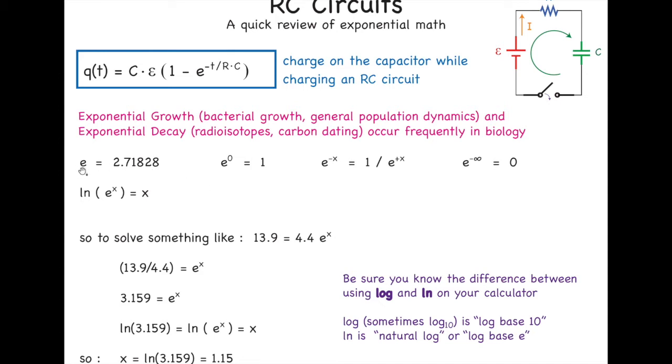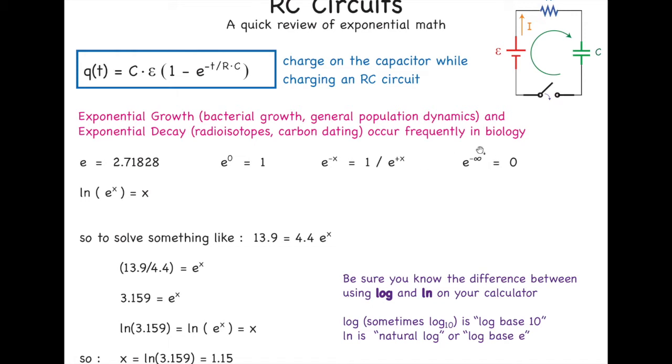The number e is called Euler's number. It is equal to 2.71828, rounded to sig figs here. It's a fundamental number like pi, and it's just a constant that shows up a lot in nature. e to the 0th power, like any number to the 0th power, is just 1. The general formula for exponents is that if you take any number and raise it to the minus x power, that's the same as taking 1 over that number to the positive x power. So e to the minus x is equal to 1 over e to the plus x.